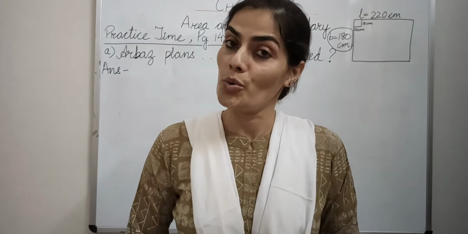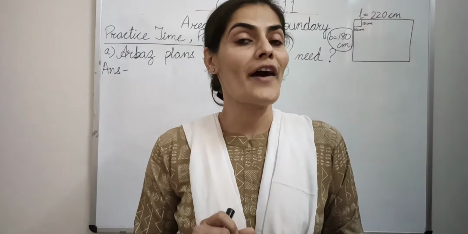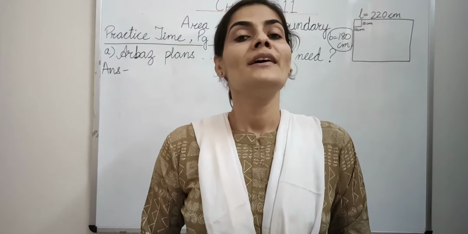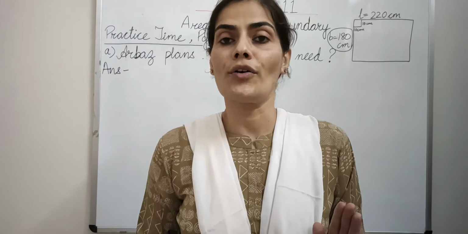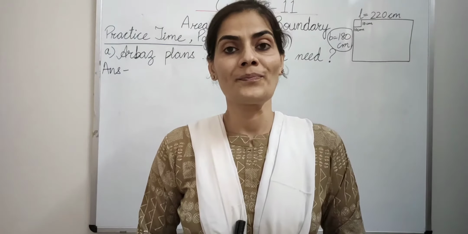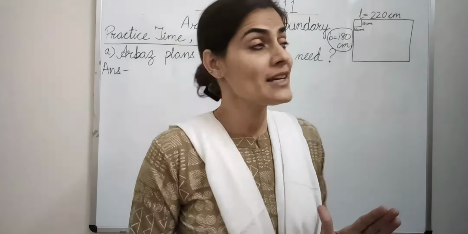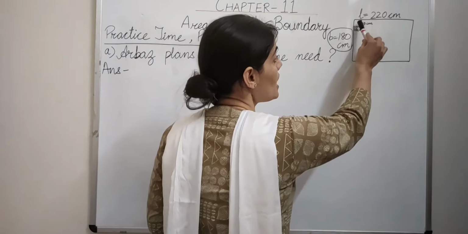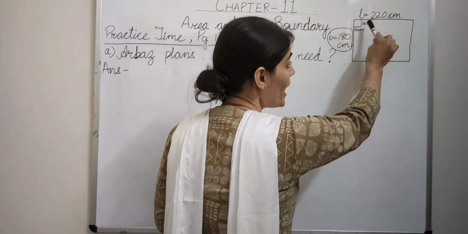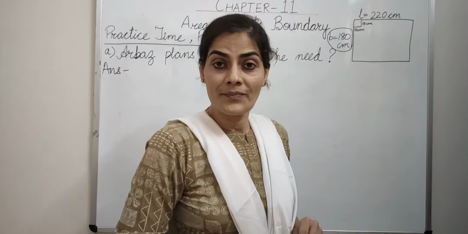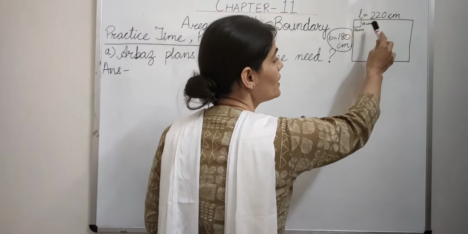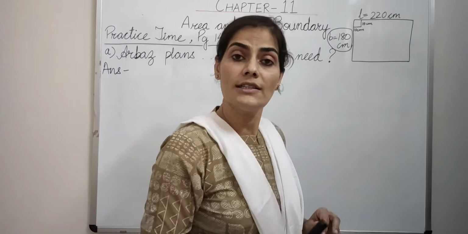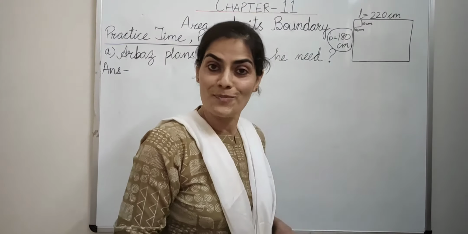This is the question. For finding the answer, we first need to find the area of the kitchen floor. Then we will find how much area does one square tile cover. And to get the number of tiles, we will divide the area of the kitchen floor with the area of a tile. So let's begin, everybody.